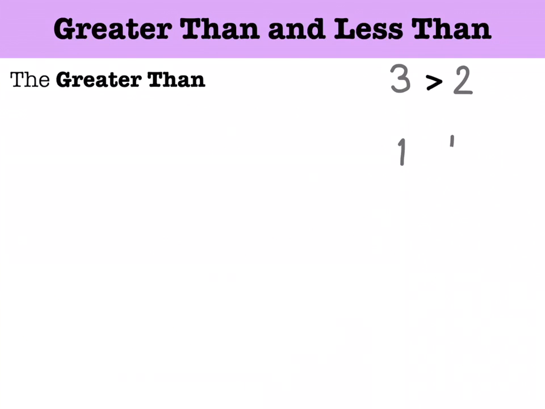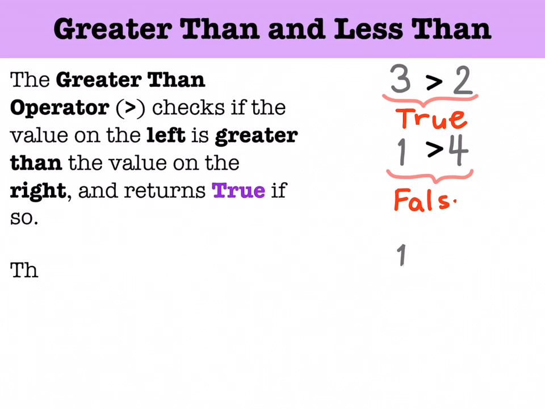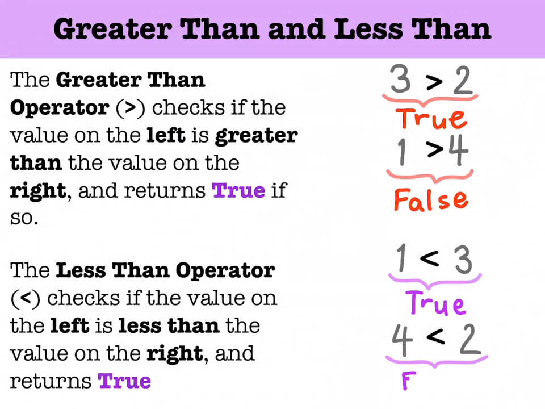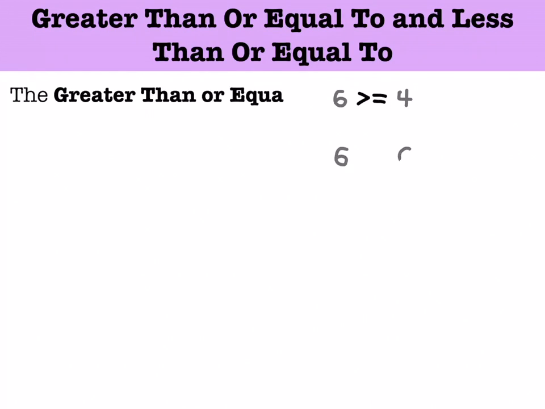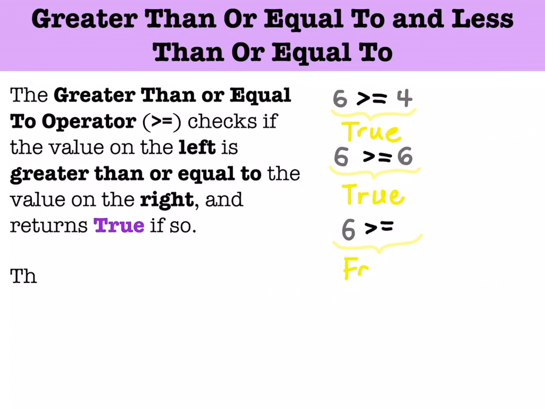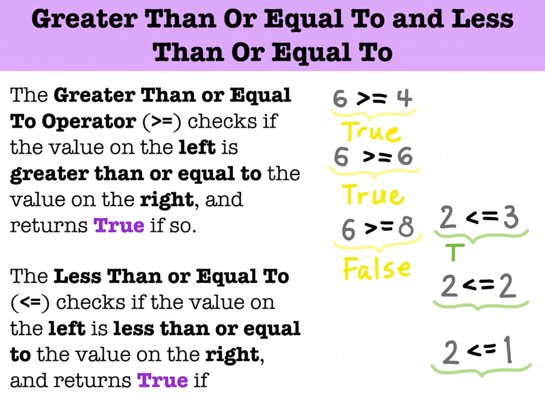The greater than operator checks if the value on the left is greater than the value on the right and returns true if so. The less than operator checks if the value on the left is less than the value on the right and returns true if so. Look at the examples on the right. The greater than or equal to operator checks if the value on the left is greater than or equal to the value on the right and returns true if so. The less than or equal to operator checks if the value on the left is less than or equal to the value on the right and returns true if so.